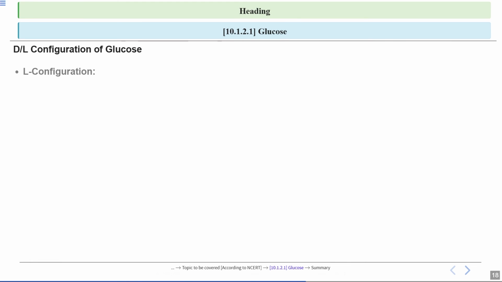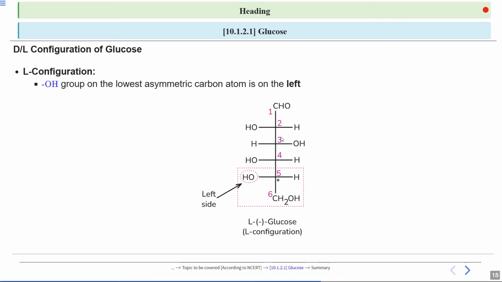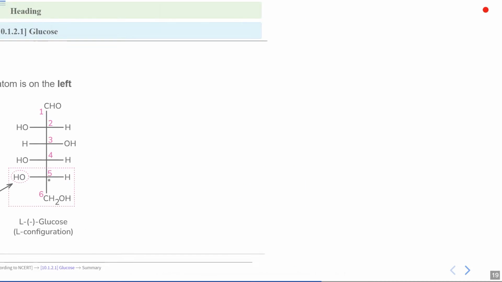Now, moving on, next we will see L configuration. In L configuration, you will see that the OH group on the lowest asymmetric carbon atom is on the left hand side. So if you look, this is L configuration of glucose. You will see that this OH group on this asymmetric carbon is on the left side. And this negative sign shows it is levorotatory, that it rotates the plane polarized light to the left direction. So this is the L configuration, and earlier we saw the D configuration of glucose.